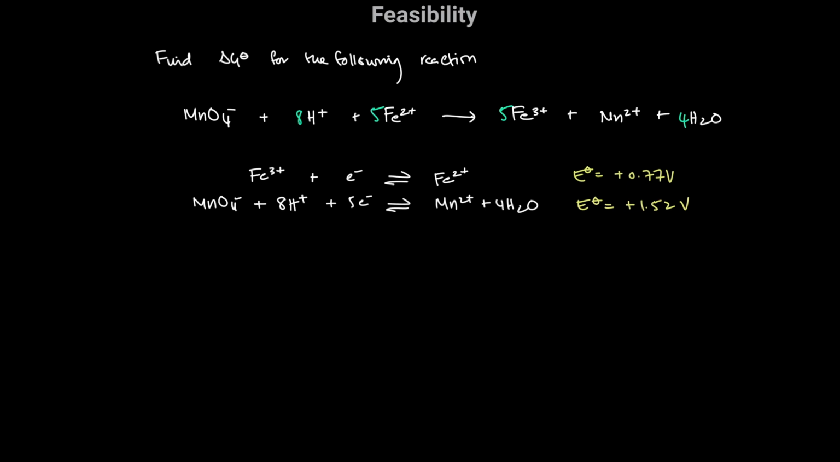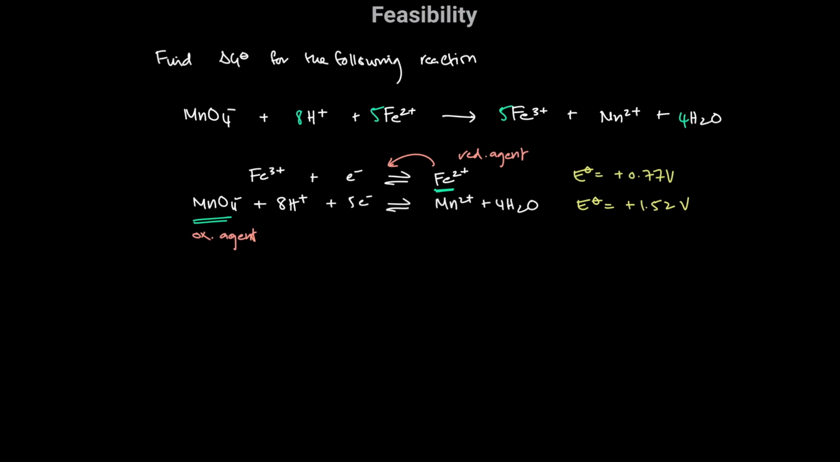So over here, looking at the overall equation, we can see that our reactants are manganate and Fe2 plus. So that means that manganate is undergoing reduction. Manganate will be the oxidizing agent in this reaction, and obviously Fe2 plus is the reducing agent. Fe2 plus is the reducing agent in this reaction. So that means we're going to be looking at the reverse reaction for this half cell.